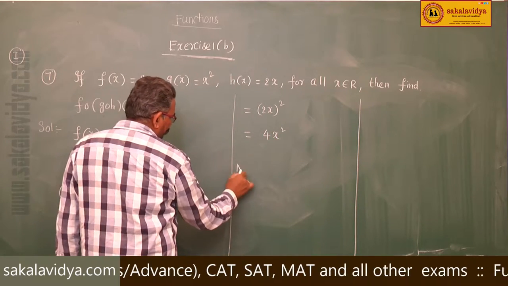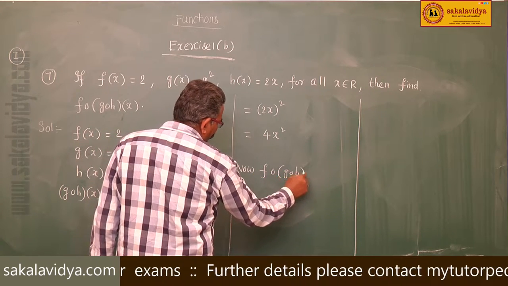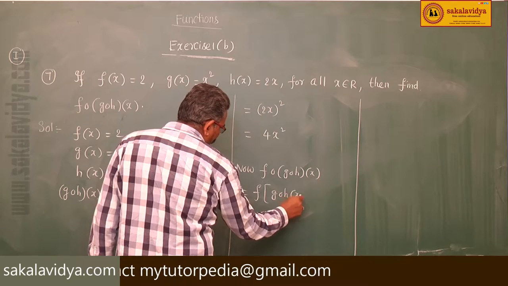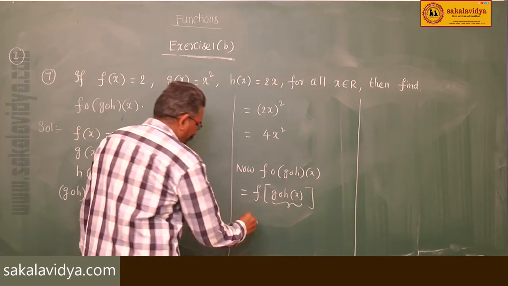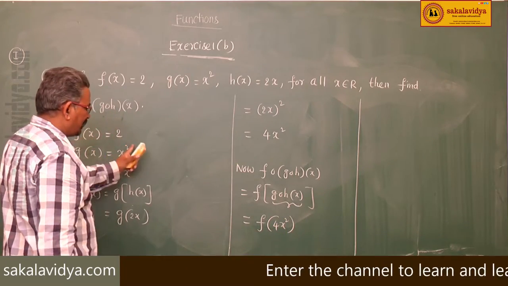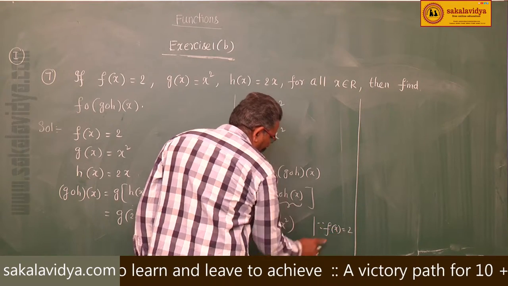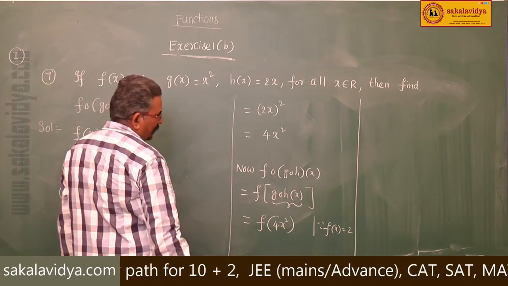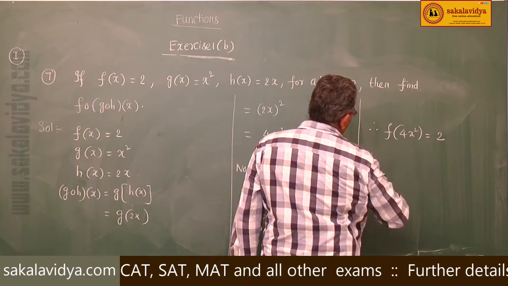Now, f circle g circle h of x, this can be written f of g circle h of x. So, this value already we evaluated, that is 4x square, f of 4x square. We know that f of x is a constant function. Since f of x is a constant function, for every x belongs to R, it is 2 only. So, f of 4x square is also 2. Therefore, f of 4x square is 2. So, it is also a constant function.